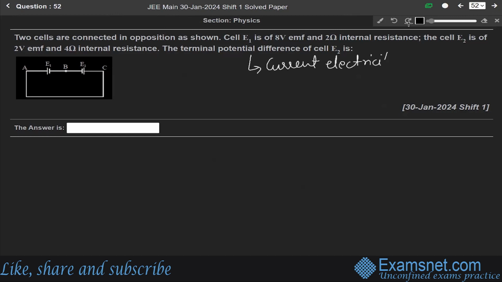Electricity. According to this question, the 8 volt EMF is connected to 2 ohm internal resistance. Let us say this is 8 volt and it is connected to 2 ohm internal resistance. And this is point B. This is point A. And cell E2 is of 2 volt EMF and 4 ohm internal resistance.